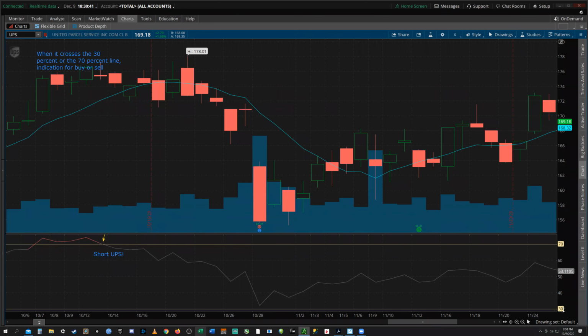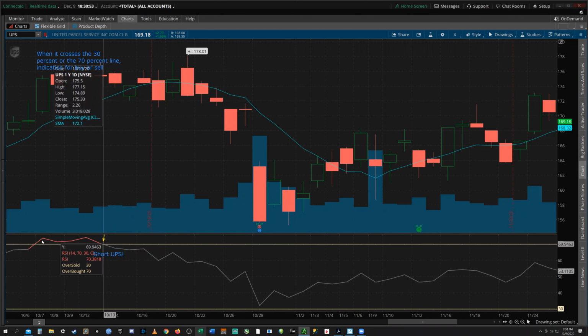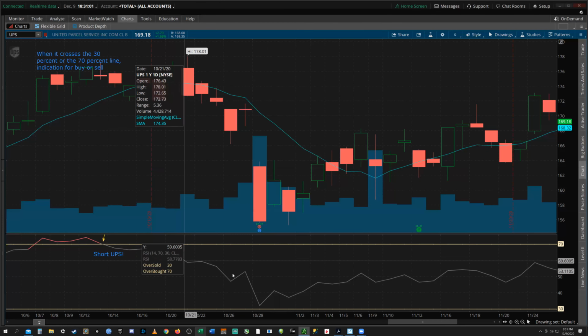That's just what people consensually agree that it's good. It's a good percentage-wise, and when I mean percentage, think of it like a battle between the bulls and the bears. The bulls are winning right now. Now it's time for the bears to take back, and then they're starting to win.